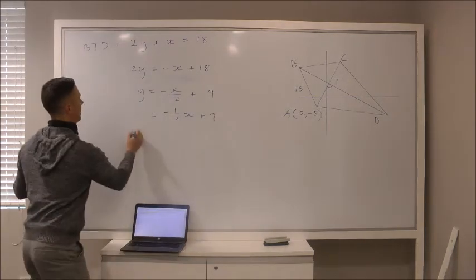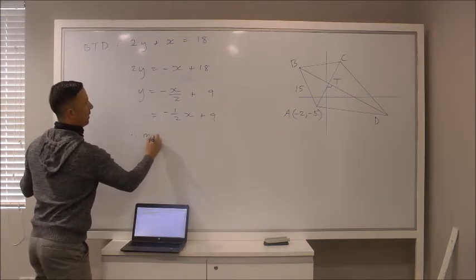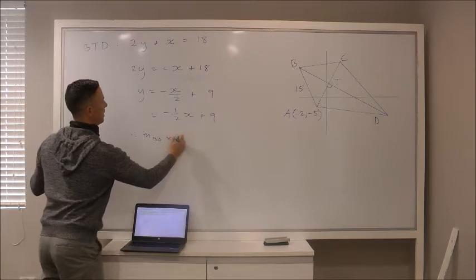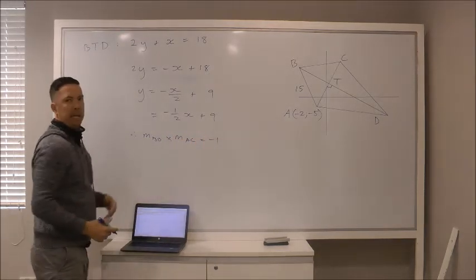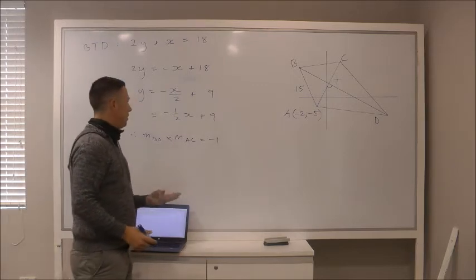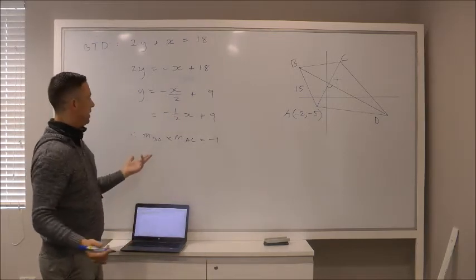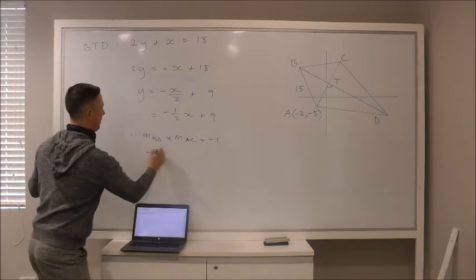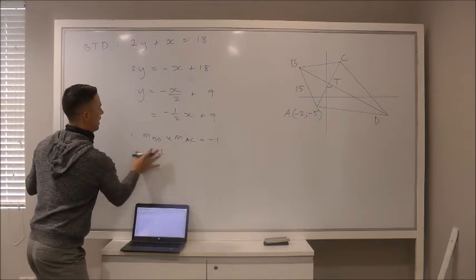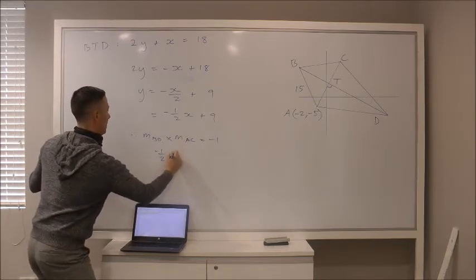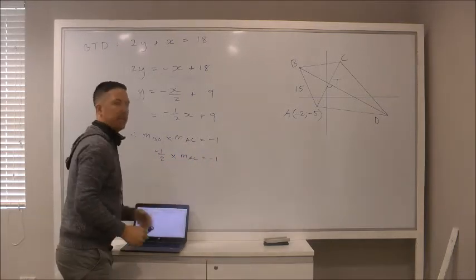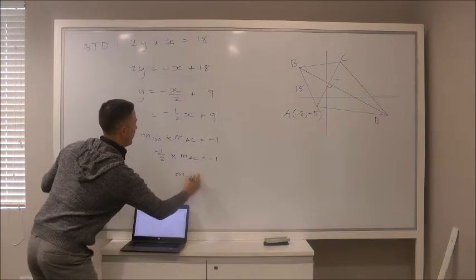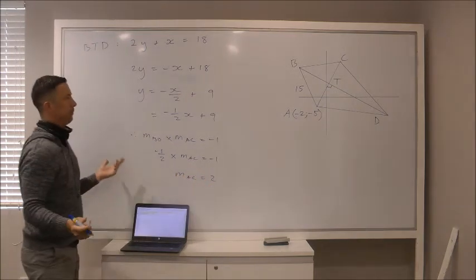So therefore, M of BD times the gradient of AC will equal minus 1. Now you don't need to go through all these calculations for 2 marks. You could have quite easily said the gradient of AC is going to be 2, but just for your own benefit, negative a half times the gradient of AC will equal minus 1. Divide both sides by minus a half, so the M of AC equals 2.